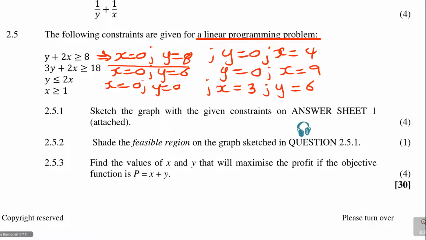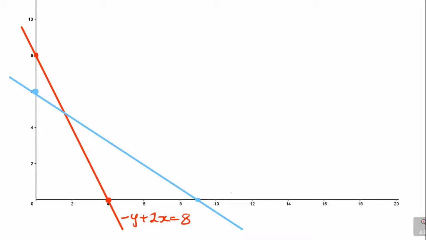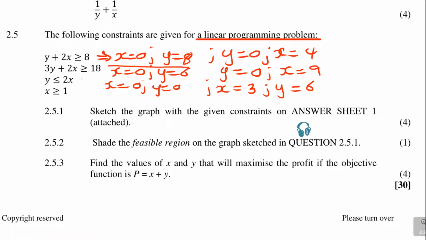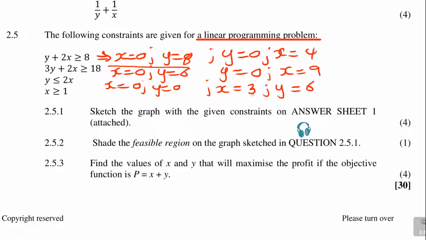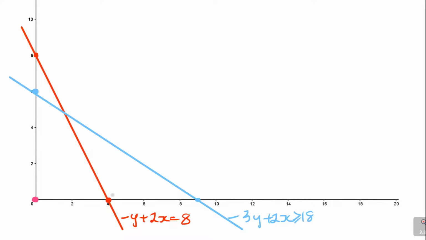So what is this one? It is 3y plus 2x is greater than or equal to 18. Coming along so good. The next one, y is less than or equal to x. When x is 0, y is 0. Again, I'm going to use another marker. The first one is there. And then the second one is when x is 3, y is 6. When x is 3, y is what? Y is 6 here.